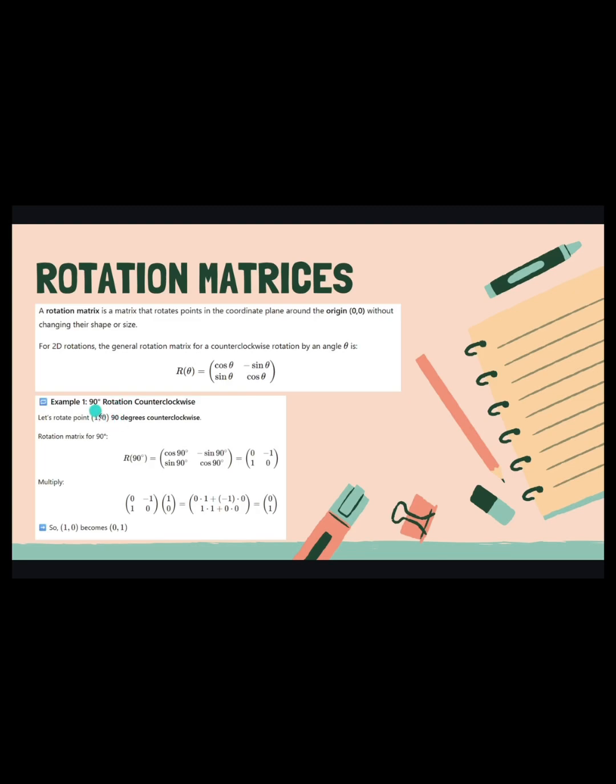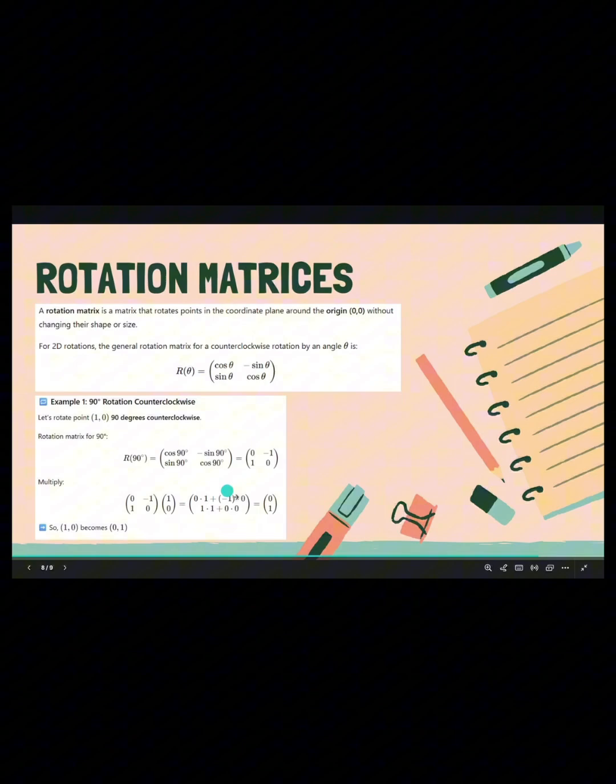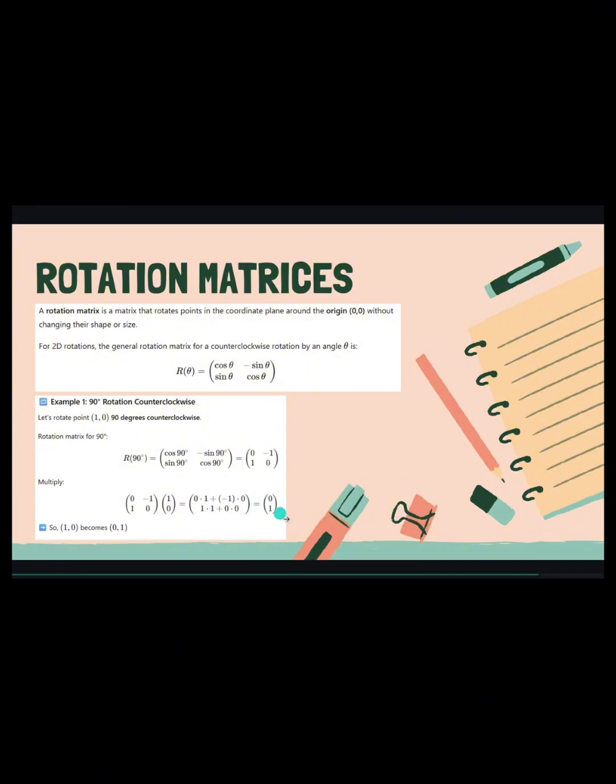Example: a 90-degree rotation counterclockwise. Let's rotate the point (1, 0) by 90 degrees counterclockwise. First, to get the rotation matrix for 90 degrees, you just use this formula and replace theta with 90 degrees, and you get the matrix 0, -1, 1, 0. After getting this, multiply it with the point to rotate, as you can see here, and you will get (0, 1). So the rotated point (1, 0) becomes (0, 1). That's the final answer.